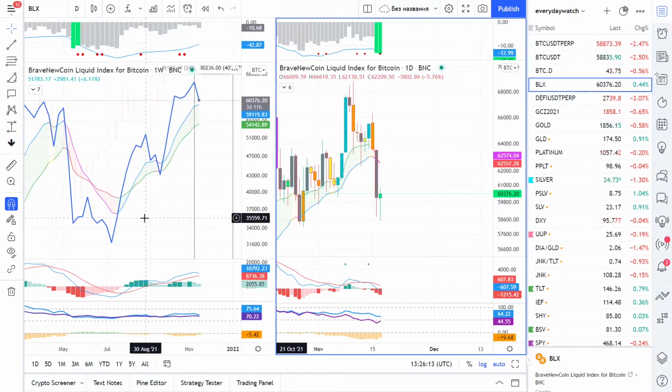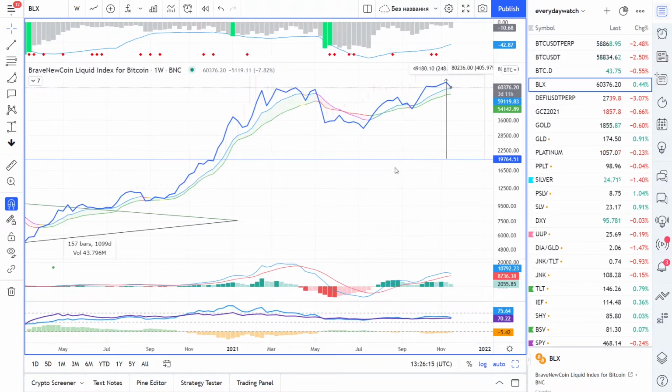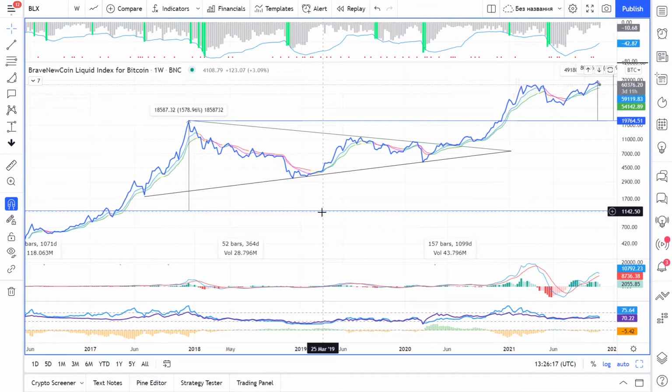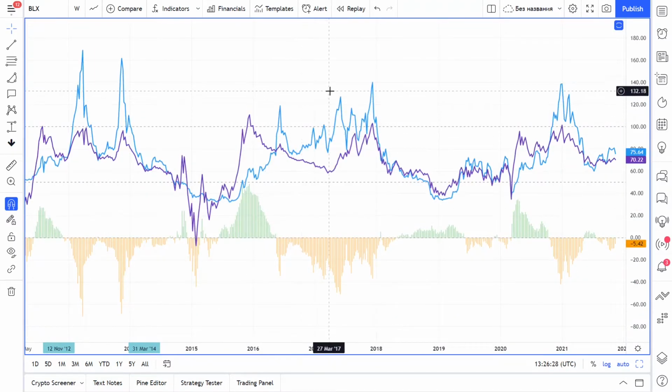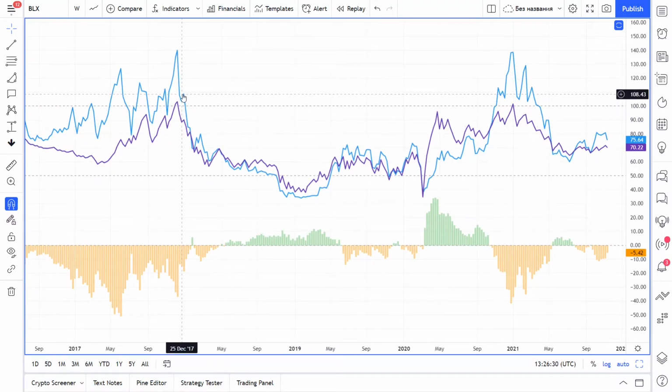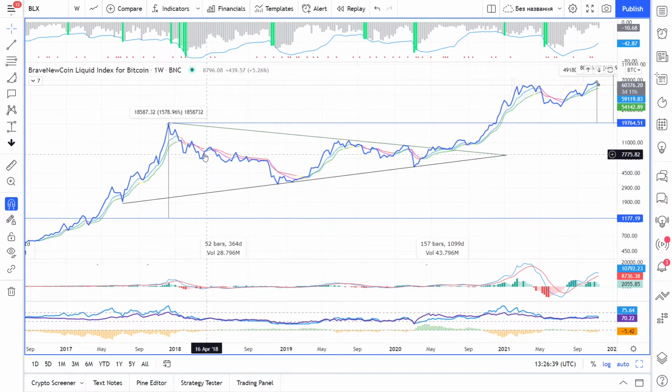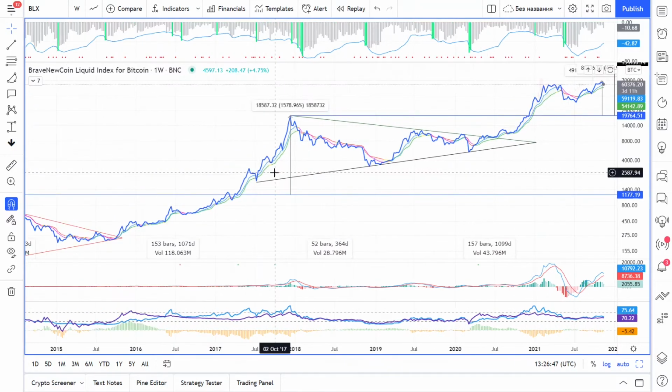Otherwise, we are risking repeating a 2017 scenario, when we are moving lower in terms of price line and volume line after an all-time high and generating a positive delta. This will result in a bear market, minus 80, minus 90%, like in 2017.